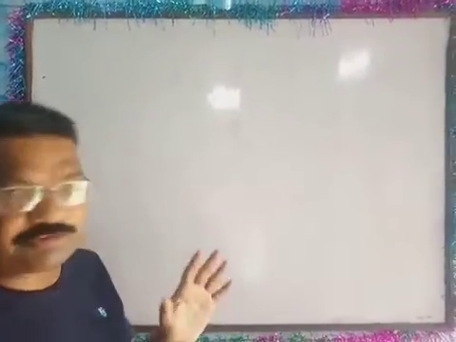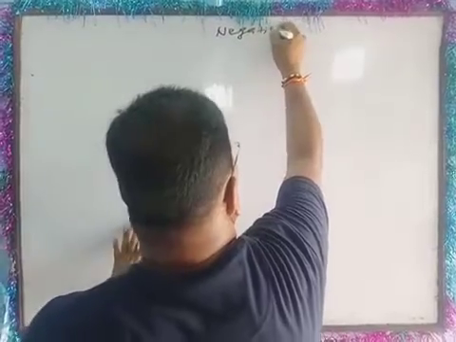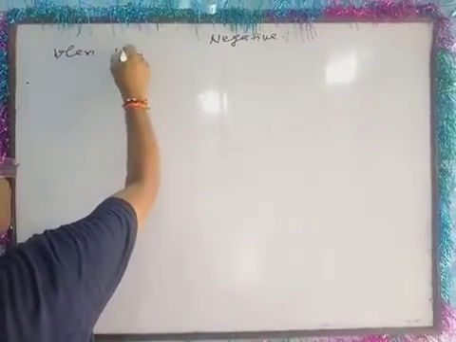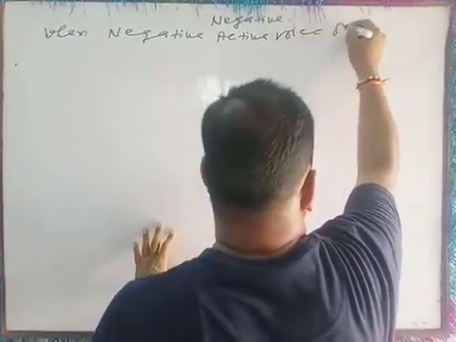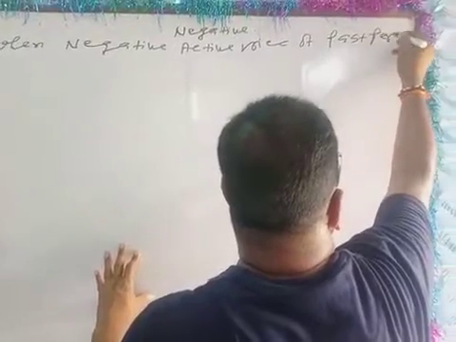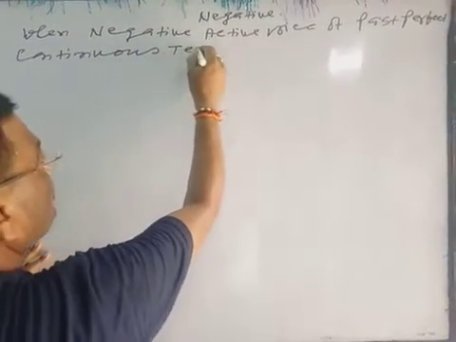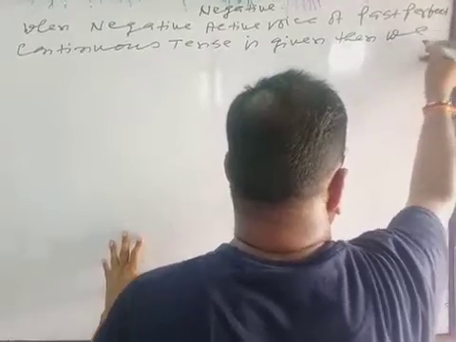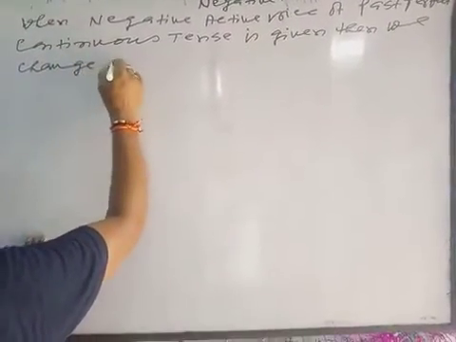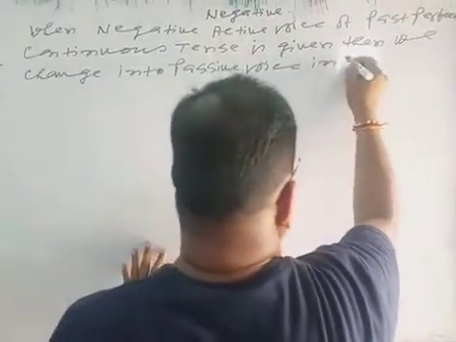When negative active voice of past perfect continuous tense is given, then we change into passive voice in this method.